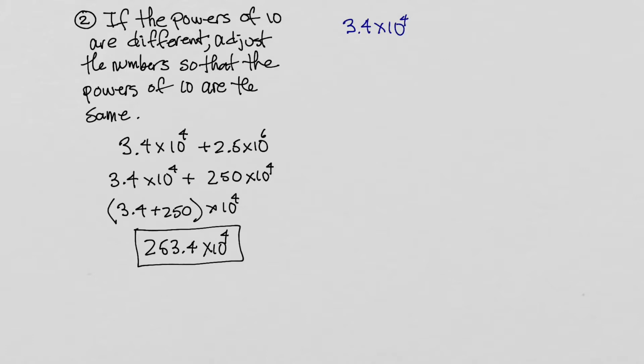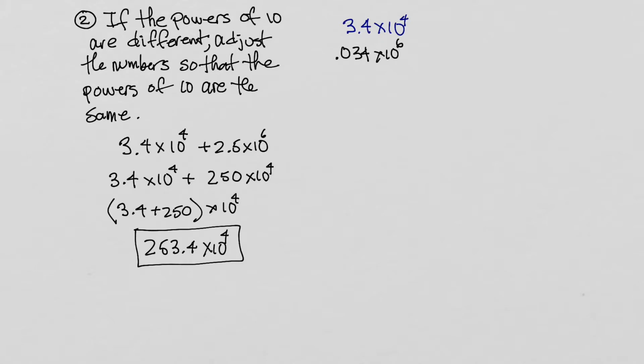Now, to get this decimal point right here, we must have moved it 4 places. It's positive, so we went 4 to the left. Right, we went 4 to the left. But we want 6, so we're going to have to go 1 more and 1 more. So we're going to have to add a 0 here. So what it's going to look like now is this: 0.034 times 10 to the 6th.